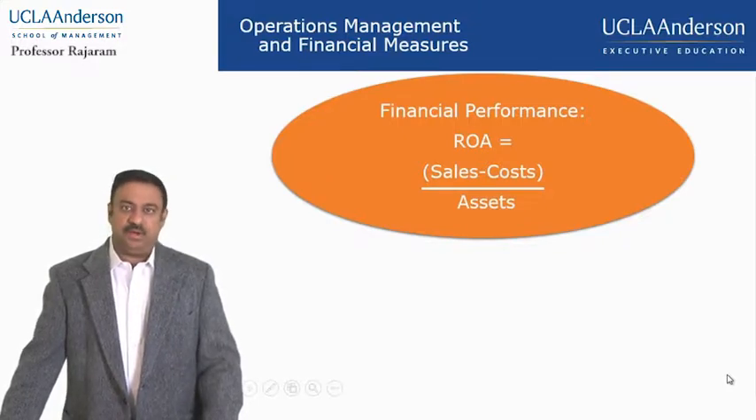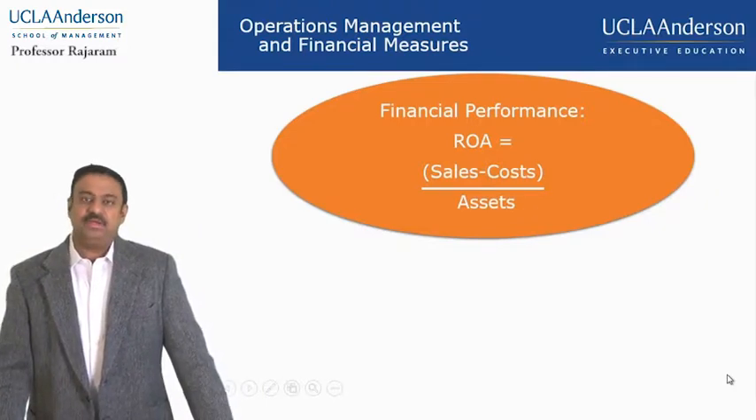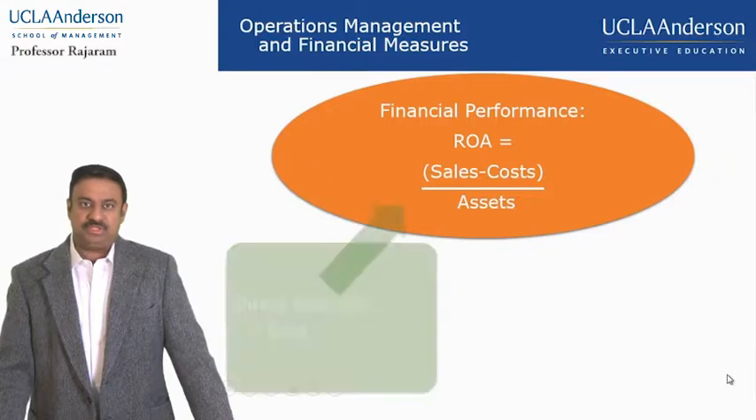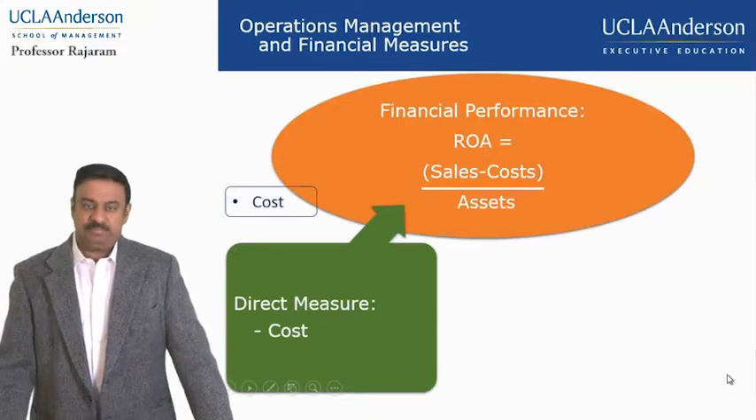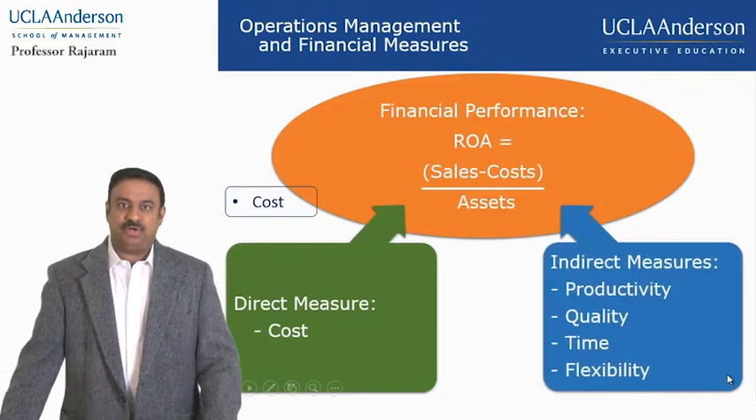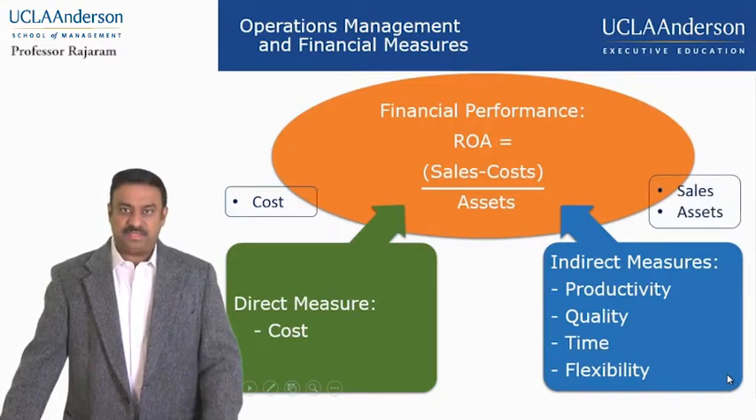Now let's see how those measures of operations management we have defined relates to the ROA. So the first measure is cost. And as you can see, cost is a direct measure because it directly affects the ROA. The next set of measures which we talked about, productivity, quality, time, and flexibility, are indirect measures because it affects the ROA through sales and assets.